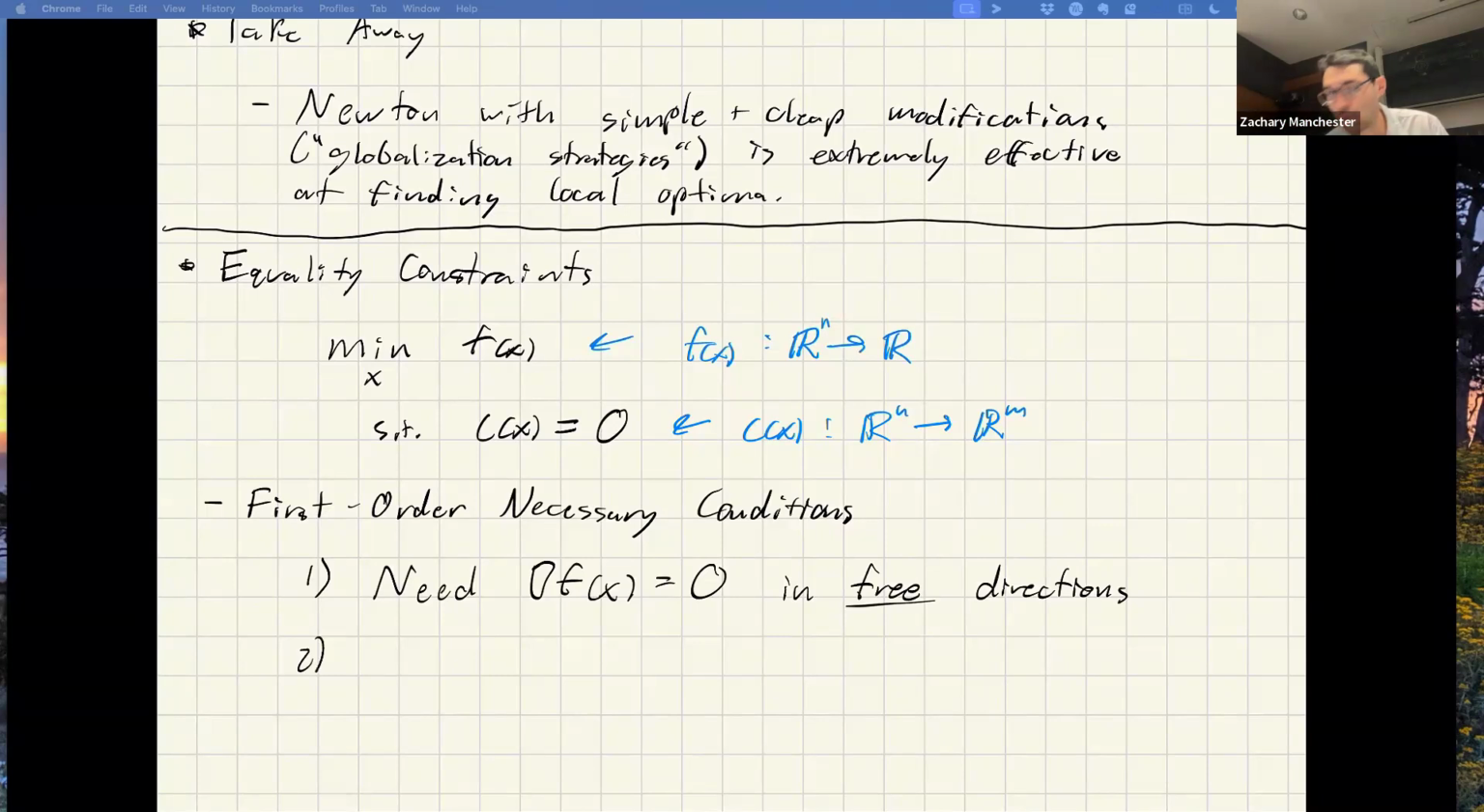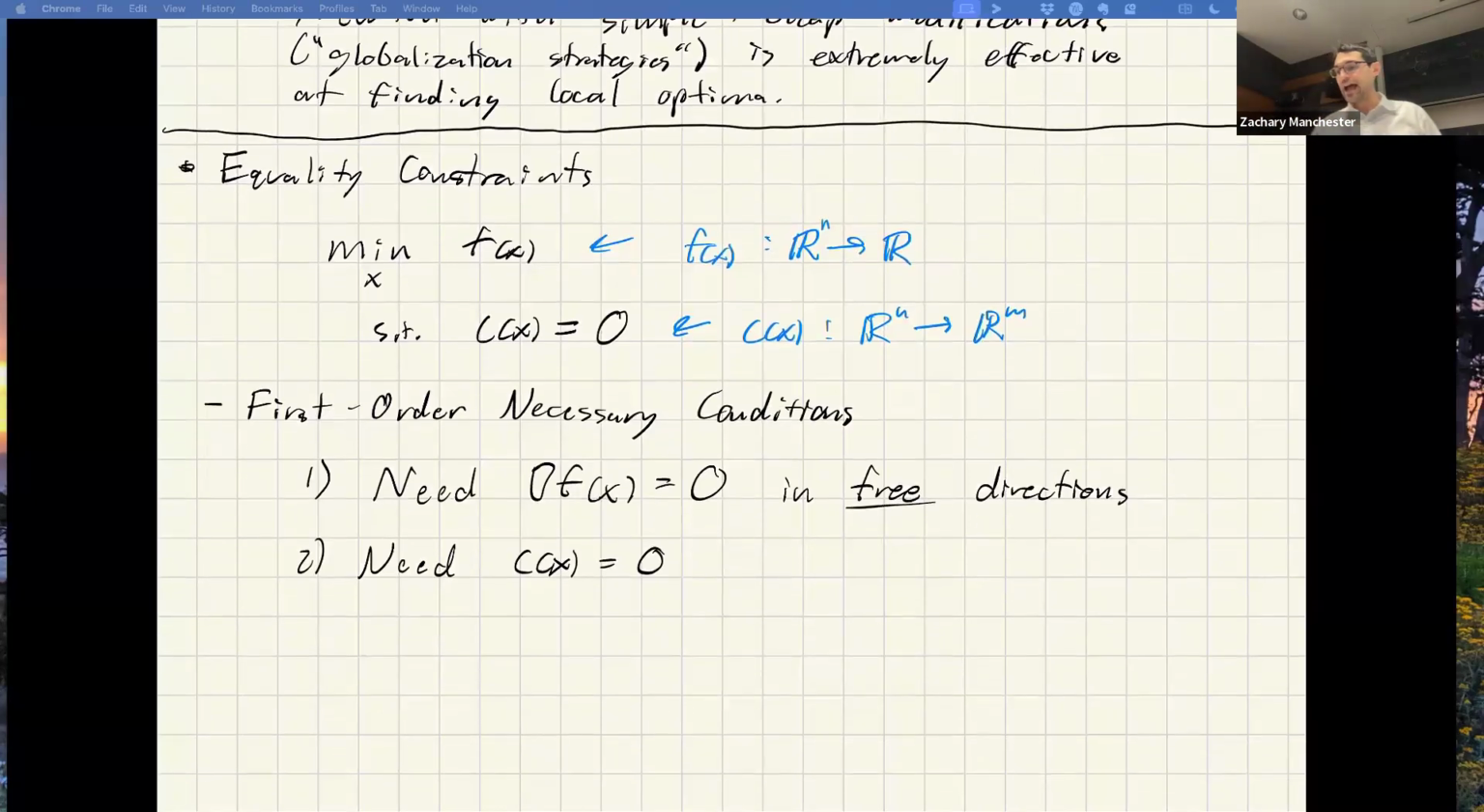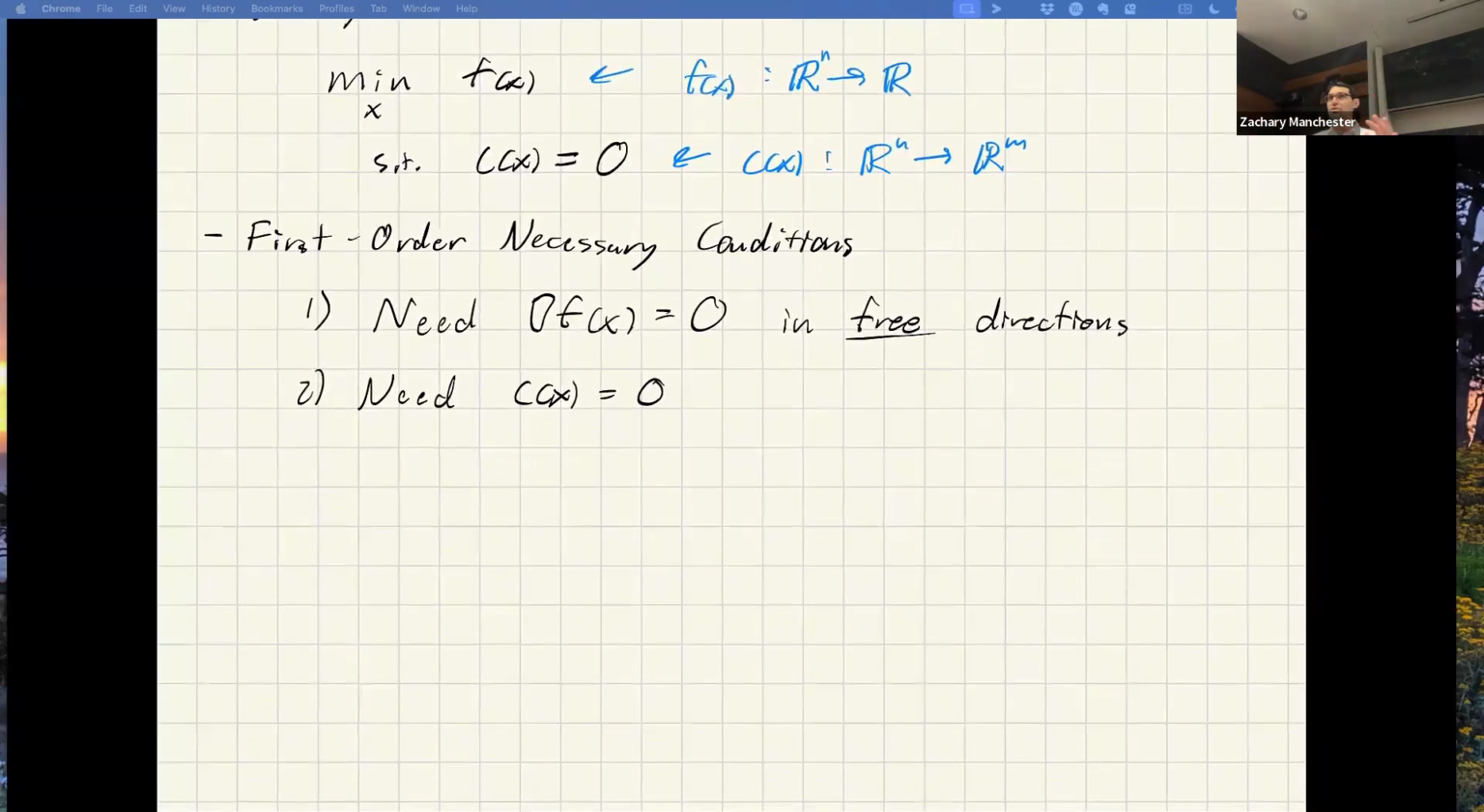And then number 2, I need the constraint to be satisfied. So I also need c of x to equal 0. That's it. So the second one's obvious. The first one is a slight tweak to what we had before in that I don't need it to be totally 0. I only need it to be 0 in the free directions.